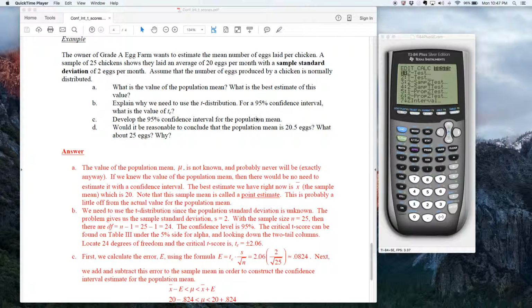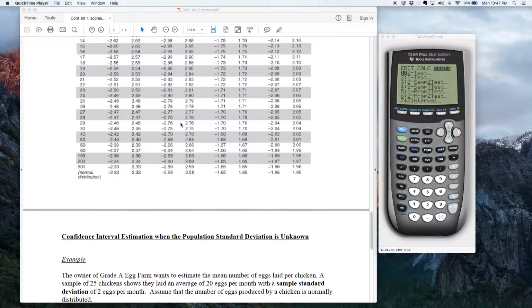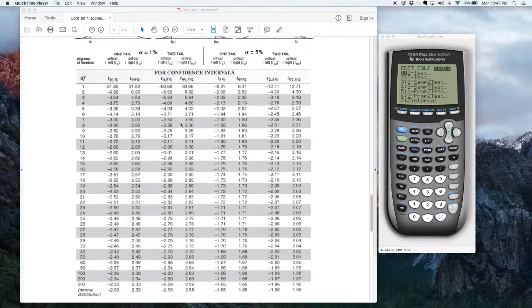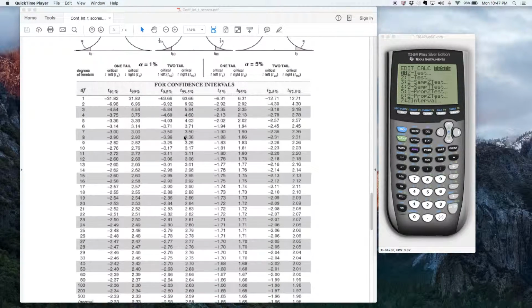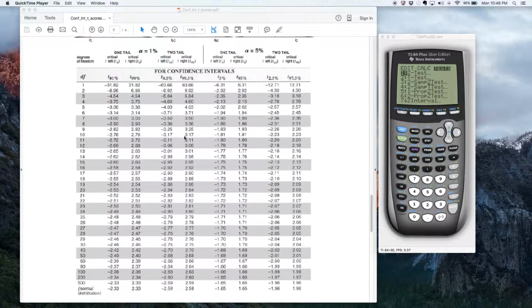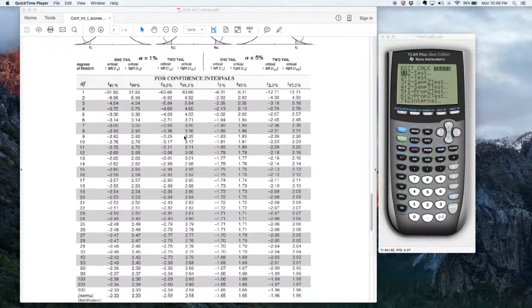All right, so think about it. This is a 95% confidence interval. There are 25 chickens. That means there's 24 degrees of freedom. So if I go to my t-table, so here's the t-table here. So remember that this is not one particular t-distribution. This is several t-distributions. So how you read this table, it's pretty simple. Here's your 1% stuff. Here's your 5% stuff over here. In other words, 99% confidence over here.